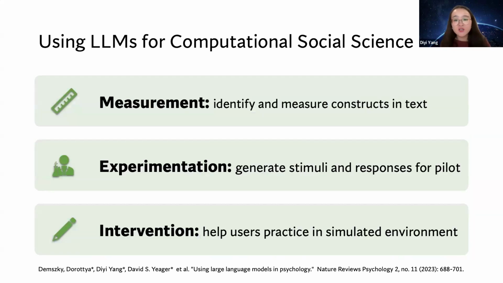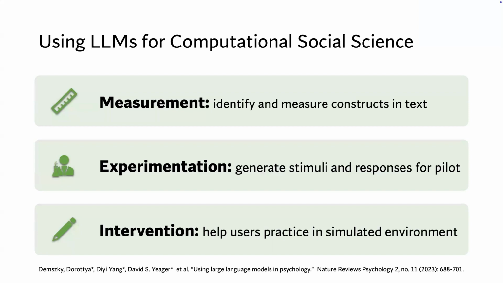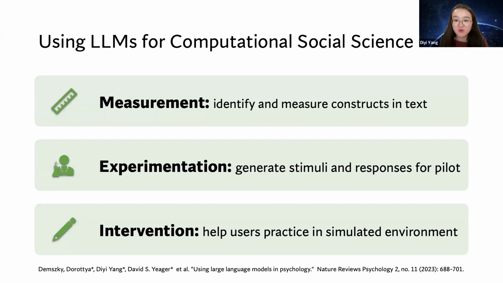In our recent work around using large language models in psychology, we basically categorize the potential use of large language models in computational social science into three aspects. The first dimension is what we call measurement. That is, whether we could use large language models to identify or measure social constructs in text. For example, we could try to predict emotions in text.